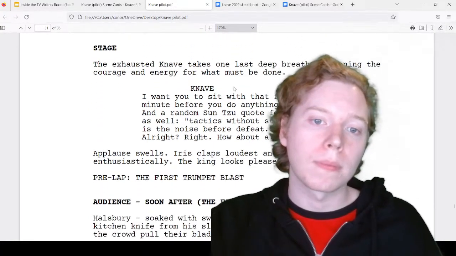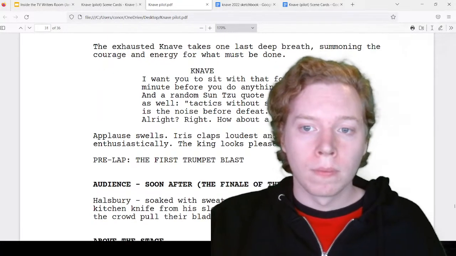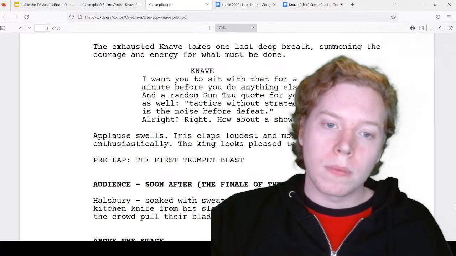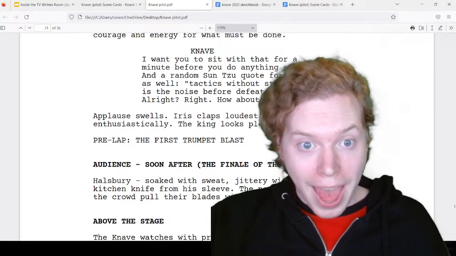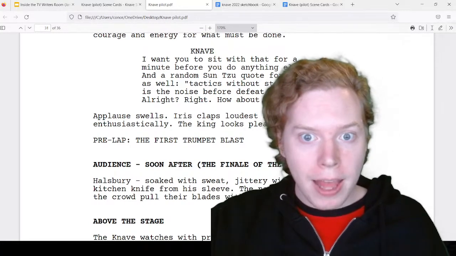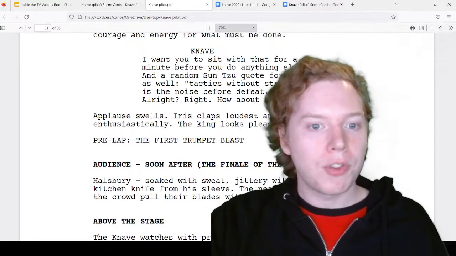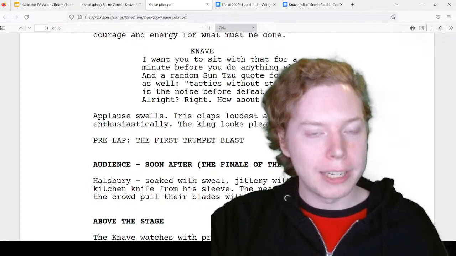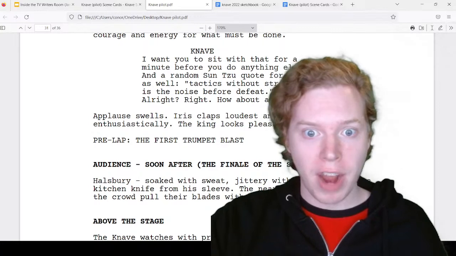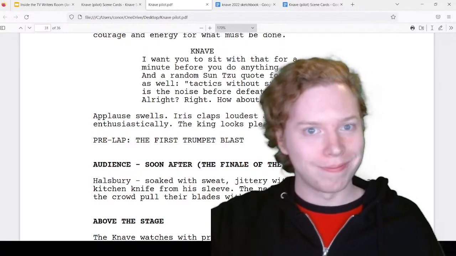Stage. The exhausted knave takes one last deep breath, summoning the courage and energy for what must be done. I want you all to sit with that for a minute before you do anything else. And a random Sun Tzu quote for you as well. Tactics without strategy is the noise before defeat. All right? Right. How about a show?